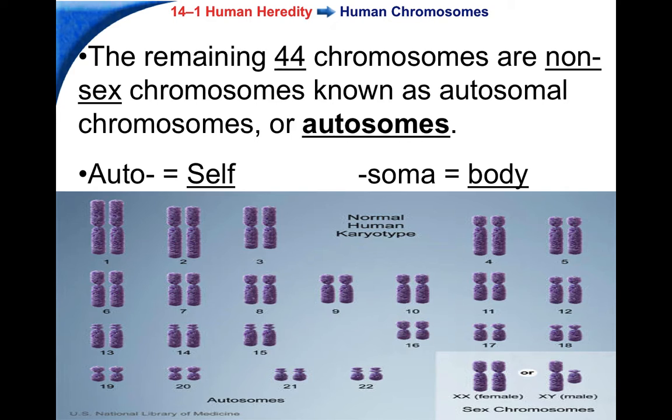Now, I also want to be clear, the X chromosome also has a bunch of other genes on it that are necessary for life. So they don't only control sex, but that is kind of like their main function.